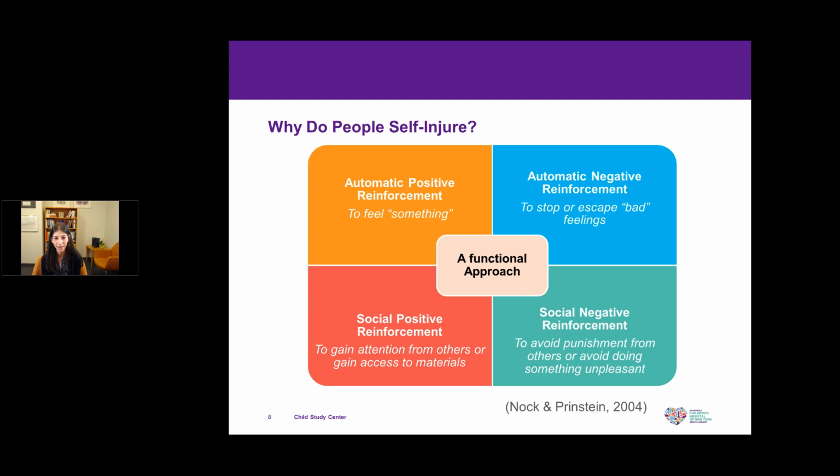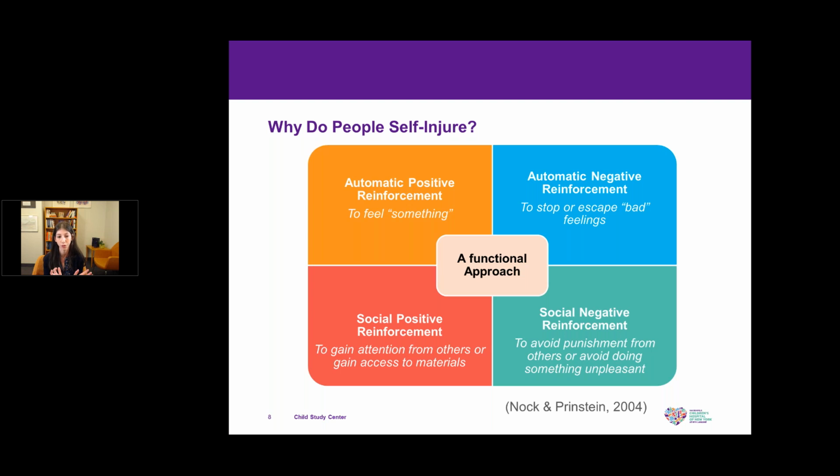While I'm reviewing this slide, I want everyone to keep in mind that when we're talking about reinforcement, we're talking about anything that makes the behavior more likely to occur again in the future, whether it's positive or negative. Automatic refers to something that's reinforced by the individual, automatically as a result of the behavior. Social is something that's reinforced by the environment or by individuals in the environment. Positive reinforcement means something is reinforced by the addition of a desired or positive response, and negative is the removal of an aversive stimulus.